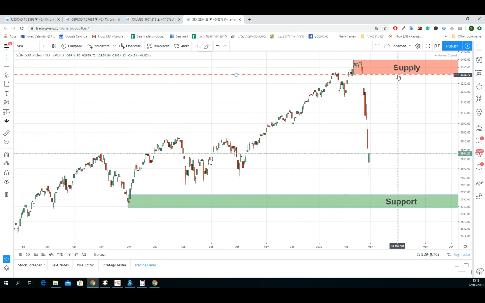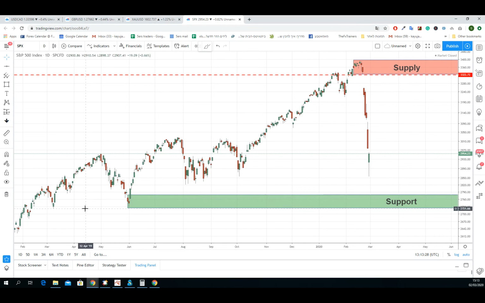I know it seems too far from now, but for those who trade for the swing or for the long term, I believe it's worth waiting for the price to reach this supply and sell there. It seems like a very reliable supply to sell the SPX index. And the final target for this position will be this support here at the bottom.